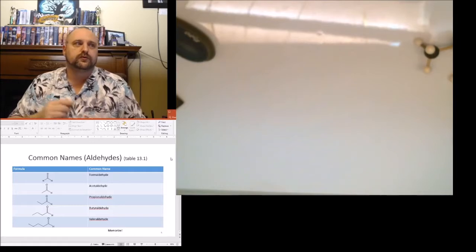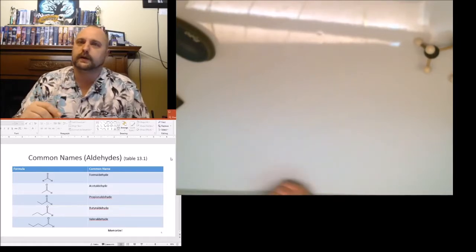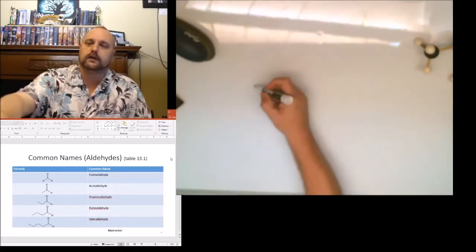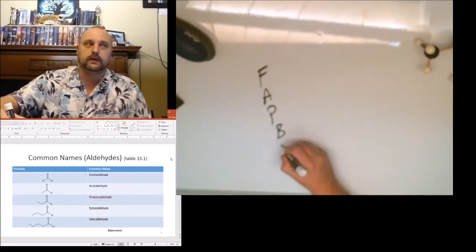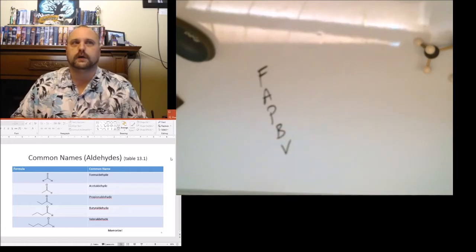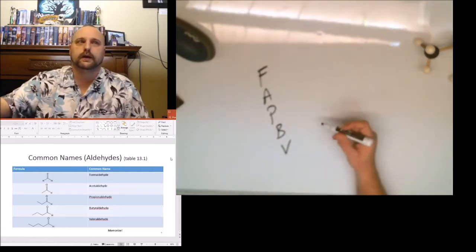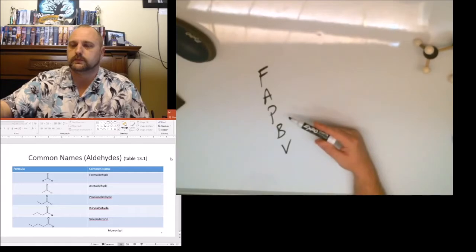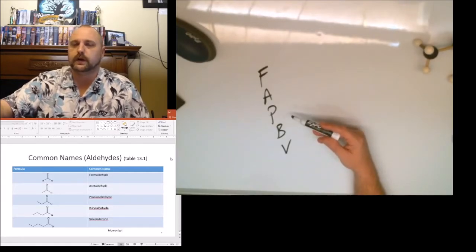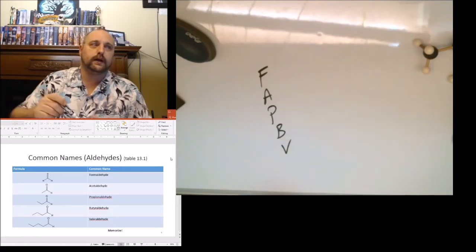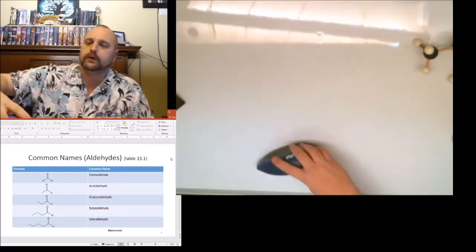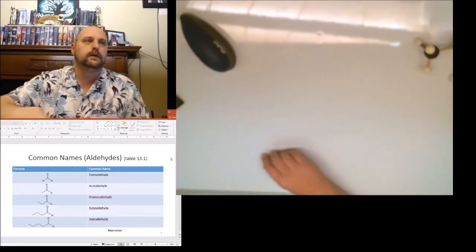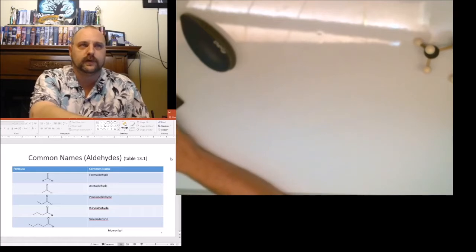Where we run into a little more trouble is the common names that we said in class. You have to memorize these. Just remember F, A, P, B, V. You'll have to match these, multiple choice. Formaldehyde, acetaldehyde, propionaldehyde, butyraldehyde, valeraldehyde. Remember, they all end in aldehyde. So memorize those.